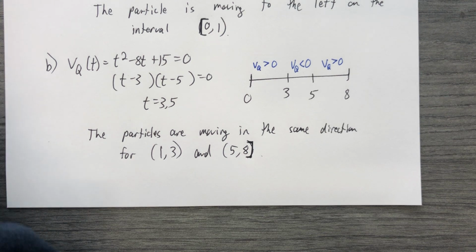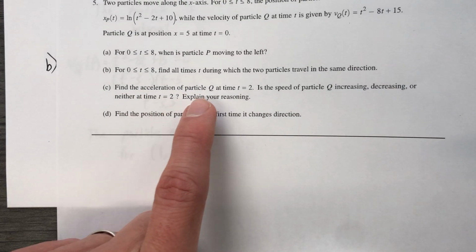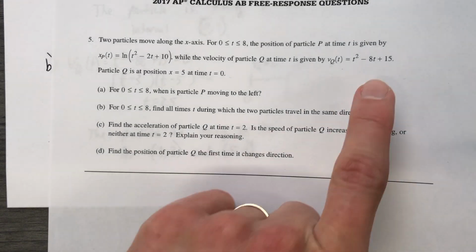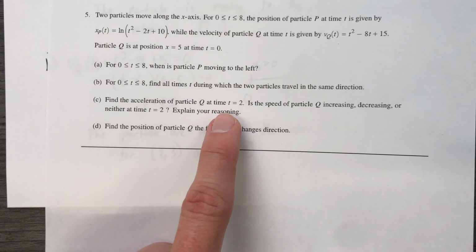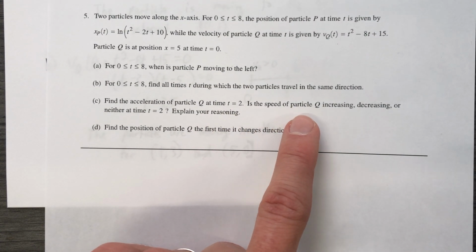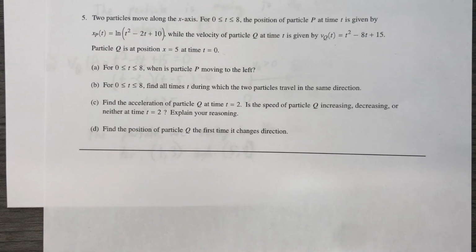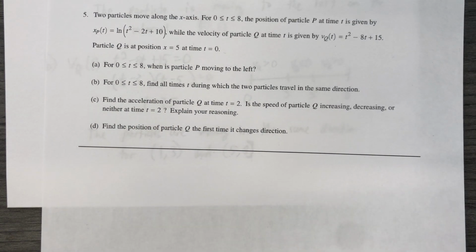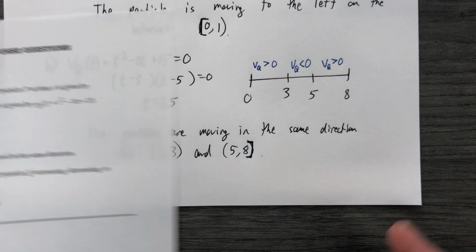This is an easy one. Find the acceleration of particle Q. Keep them straight. There's your Q velocity. At time t equals 2, is the speed of particle Q increasing, decreasing, or neither? At time t equals 2. Explain your reasoning. Okay, well, let's do this. I'm going to explain our reasoning. Part C.